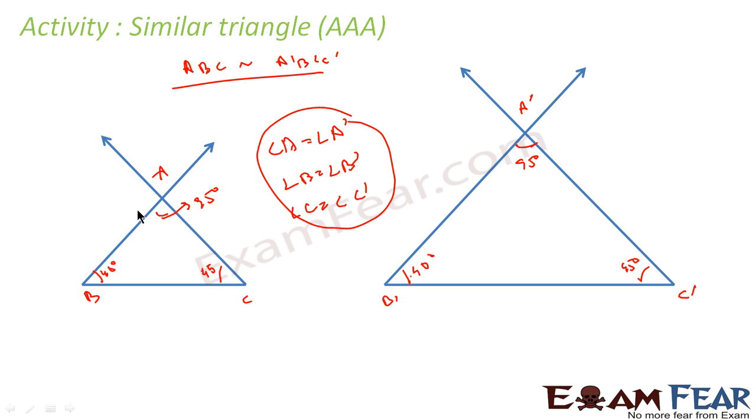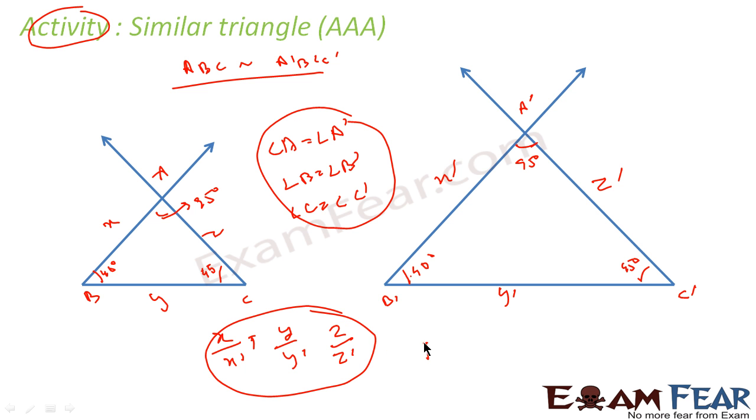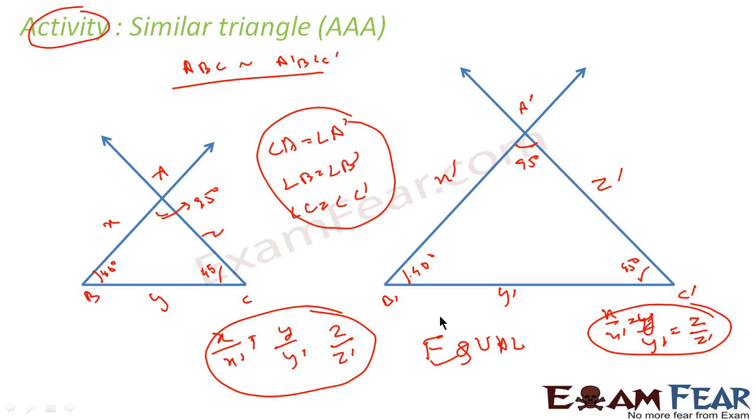Now let's suppose this is X, this is Y, and this is Z, this is X dash, this is Y dash, this is Z dash. If you find the lengths on the paper, because this is the activity, you have actually drawn this, and if you find the value of X by X dash and Y by Y dash and Z by Z dash, you will find that all are equal. That is, X by X dash is equal to Y by Y dash is equal to Z by Z dash. This is something which you will observe.